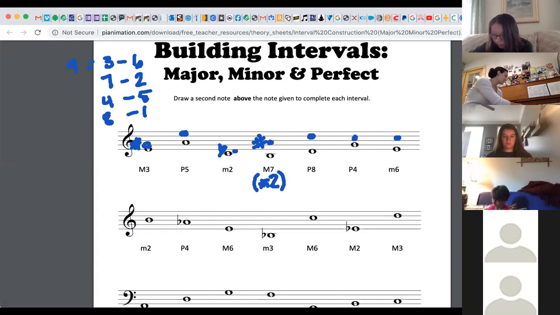Minor sixth. You know what's interesting? The major sixth is actually the theme for like NBC. It's just an inverted triad.